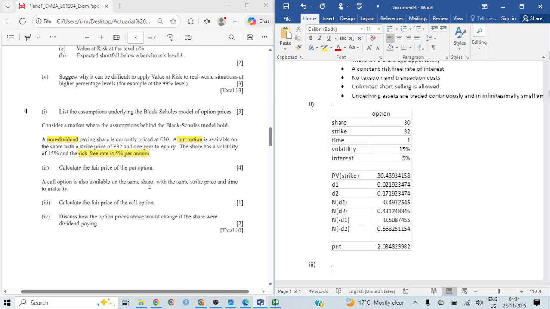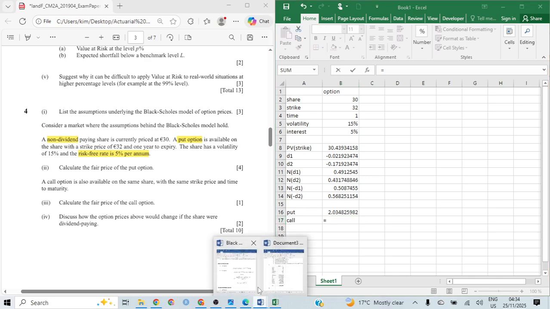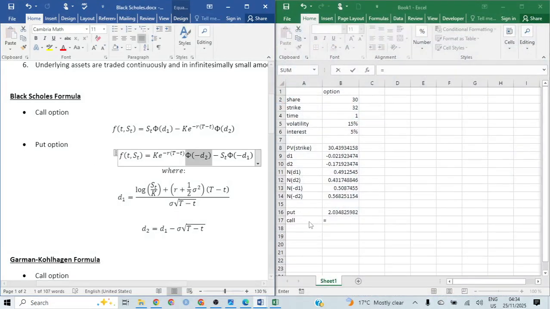The next part of the question is asking, a call option is available on the same share with the same strike price and time to maturity, calculate the fair price of the call option. So there are two ways you can go about this. You can use the put call parity, or in our same Excel, we could just extend and do for a call option. Again, using this formula, and this is what I'll use since we are practicing on doing Black-Scholes. I'm showing another video when we'll be handling another topic. We'll know how to use a put call parity. So there's no need to worry about that.